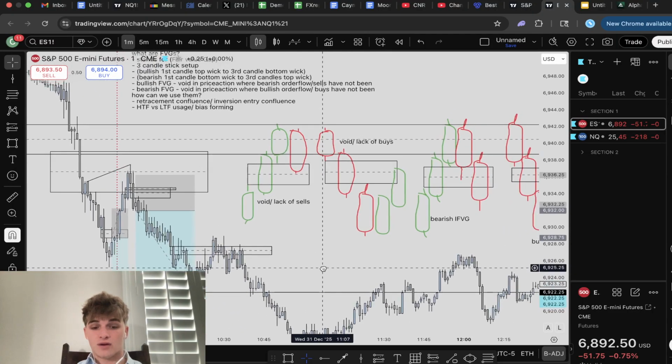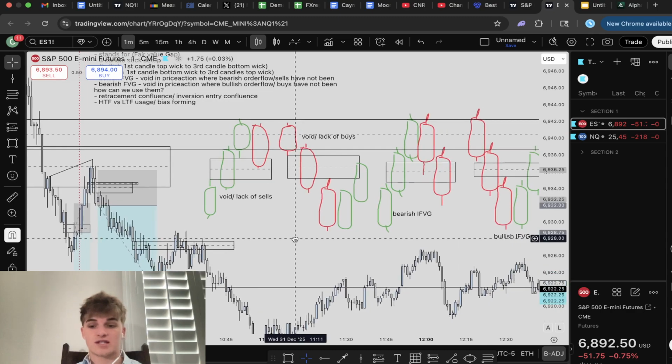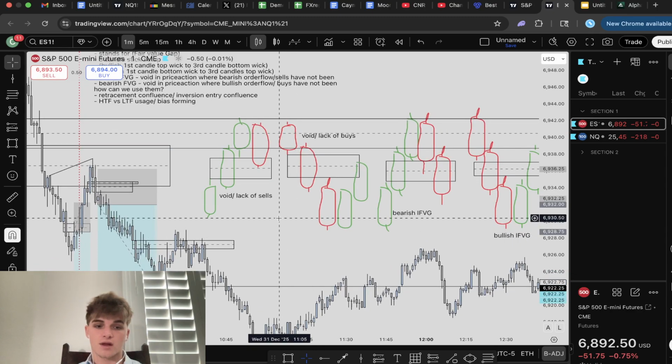So this is what fair value gaps are. Please start understanding and using them. This is the only stuff that I've ever used for this confluence. But like I said, don't just use these. Pair them with other confluences. Obviously, I'm going to be making more confluence videos just like this.